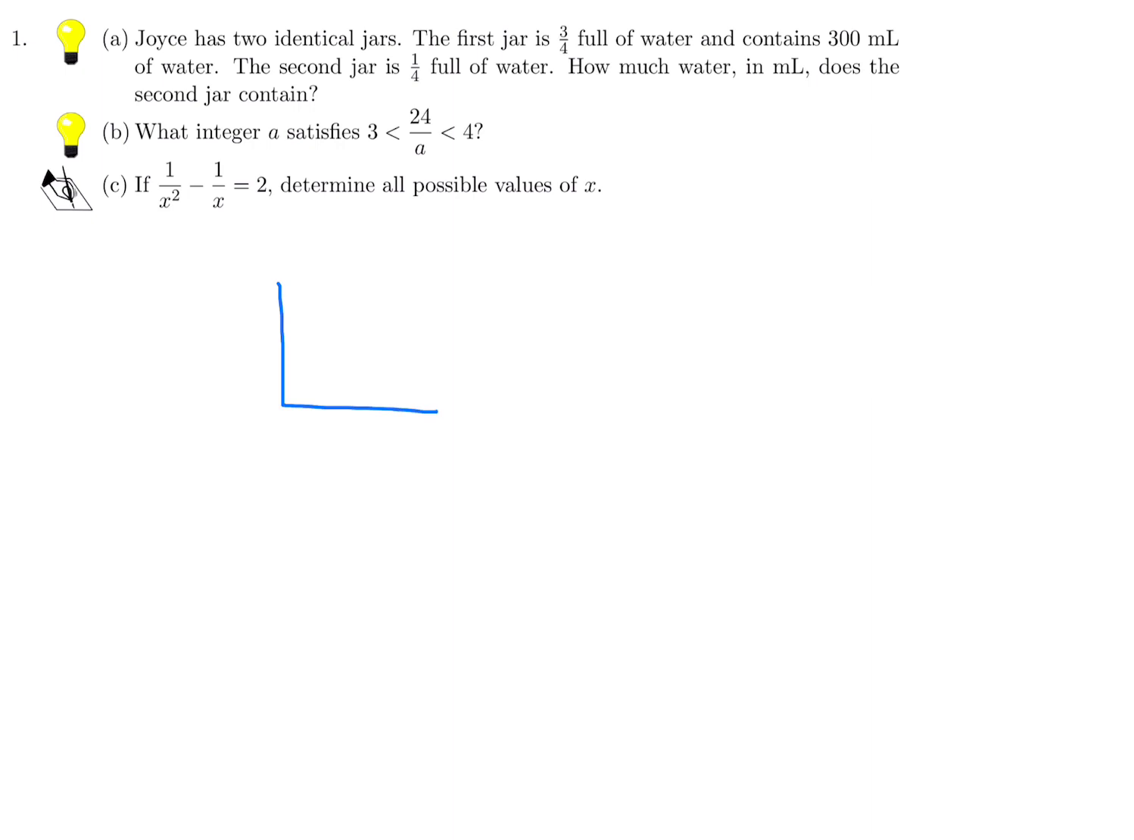So we have two jars that are identical. The first jar is 3/4 full and it has 300 mLs. So that means the full capacity is 400. The second jar also has a full capacity of 400 since it is identical, but it's only 1/4 full. And 1/4 of 400 is 100. So how much water is in the second jar? 100 mLs.